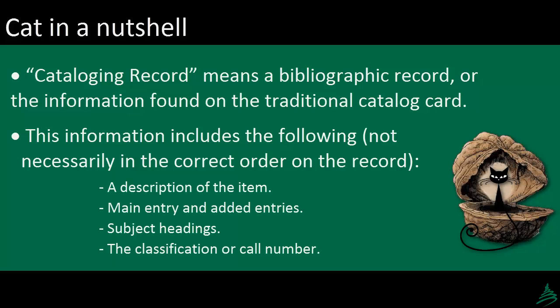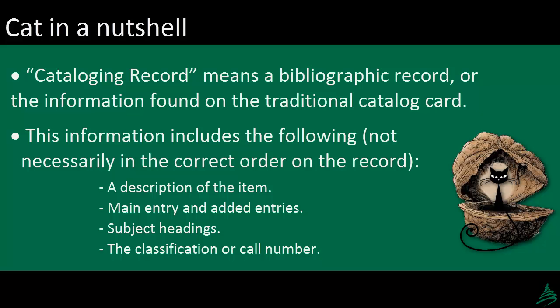The description of the item first. That is the thing that you are holding in your hand. That's primarily the information that you're looking at, describing that item. It's also going to contain the main entry and the added entry. These are the author and title, the people who are responsible for that title. Those are your main and your added entries. Subject headings are telling the patron, I know I'm looking for a book about this subject. And then finally the classification or the call number.